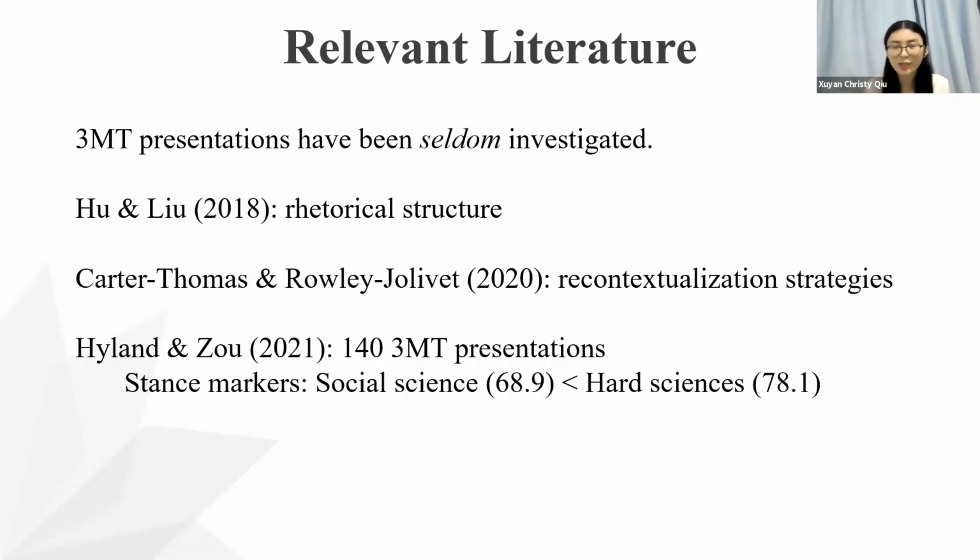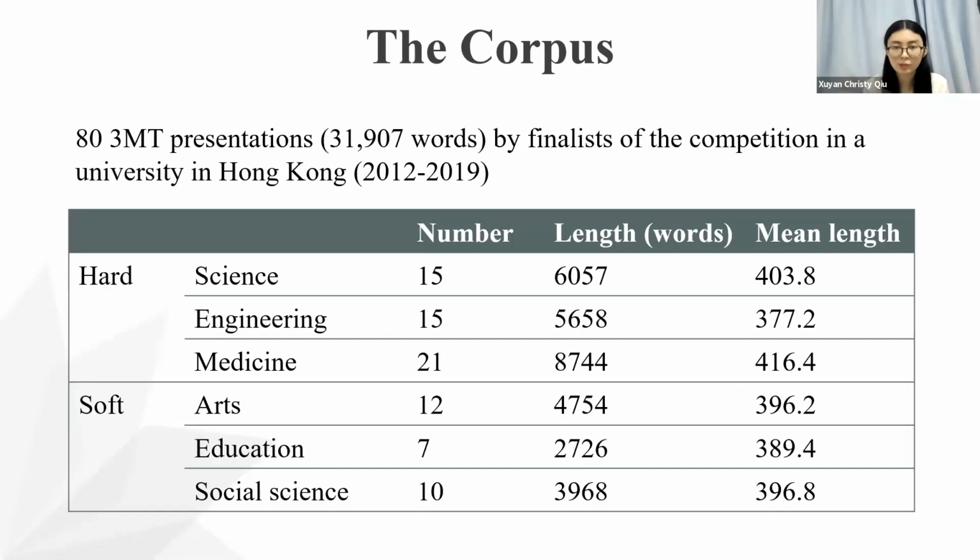So these kinds of findings inspire us to conduct our study, and we compile a small-scale corpus of 83 3MT presentations by finalists of the competition in a university in Hong Kong during the years 2012 to 2019. And based on the faculties of the presenters, we categorize those presentations into 6 main disciplines. So we have 3 hard science disciplines, like science, engineering, and medicine. And we have 3 soft science disciplines, including arts, education, and social science.